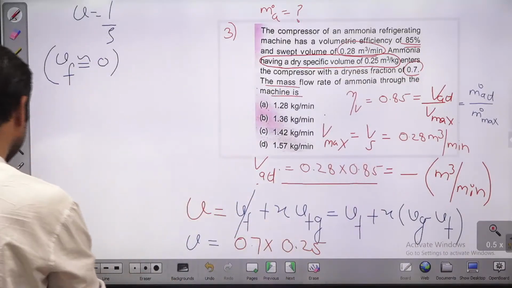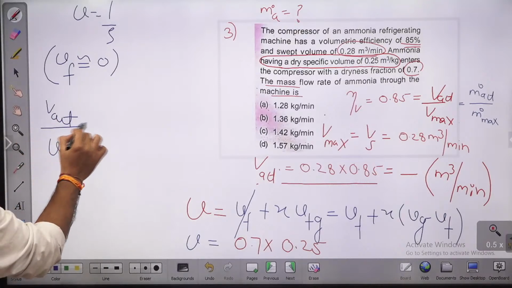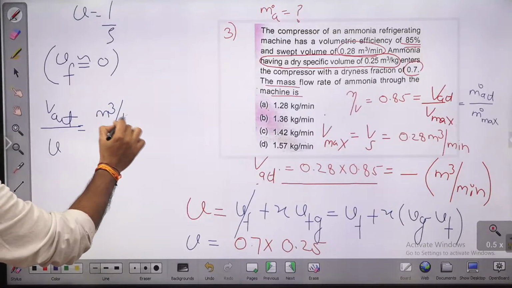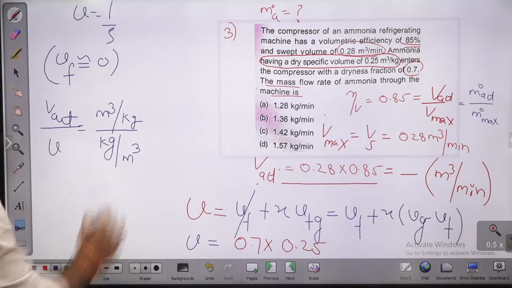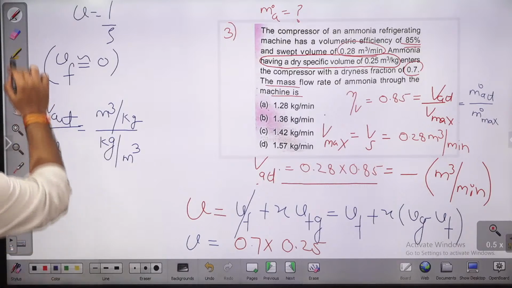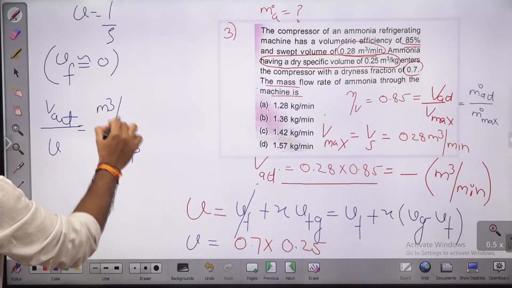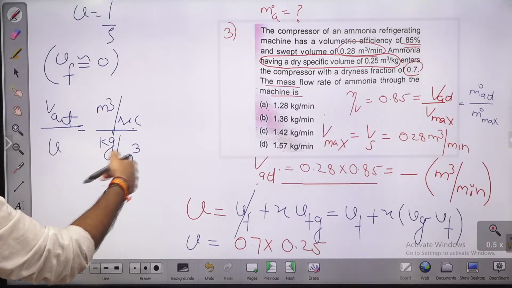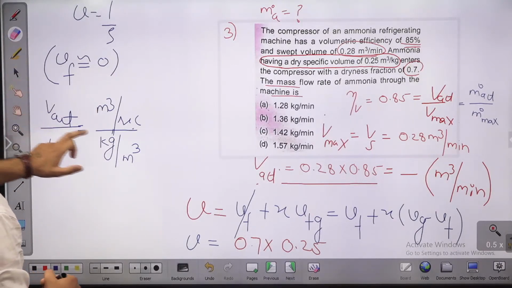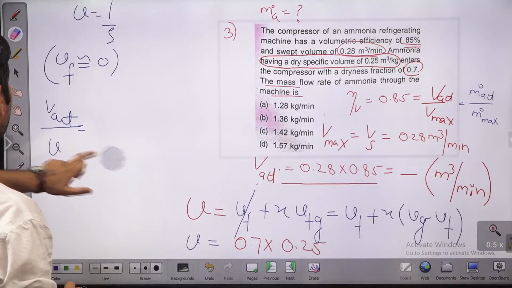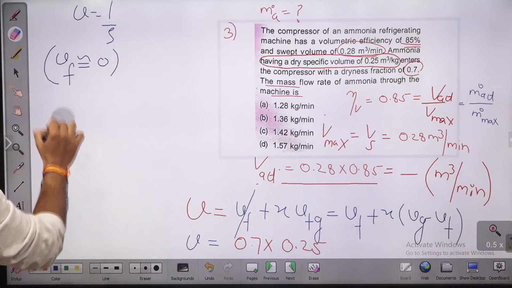Now what do you need to do, guys? You need to divide this V actual by V. This is in meter cube per second, and this is in meter cube per kg. Let's check what unit you will get out of this. We want the mass flow rate. Let me write it here also. Density is nothing but mass per unit volume.